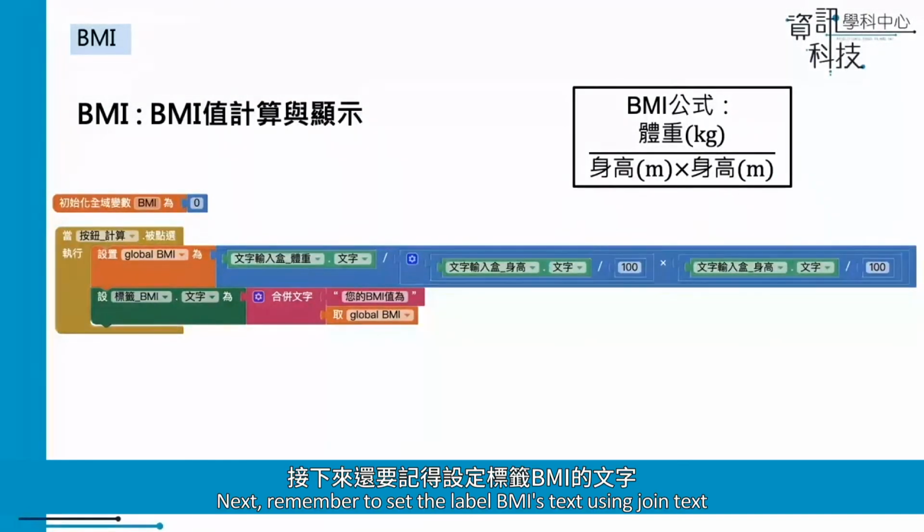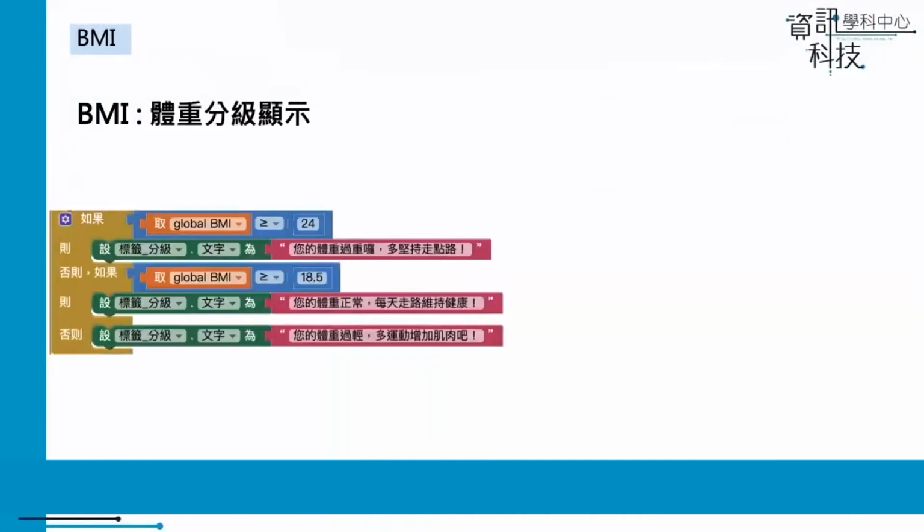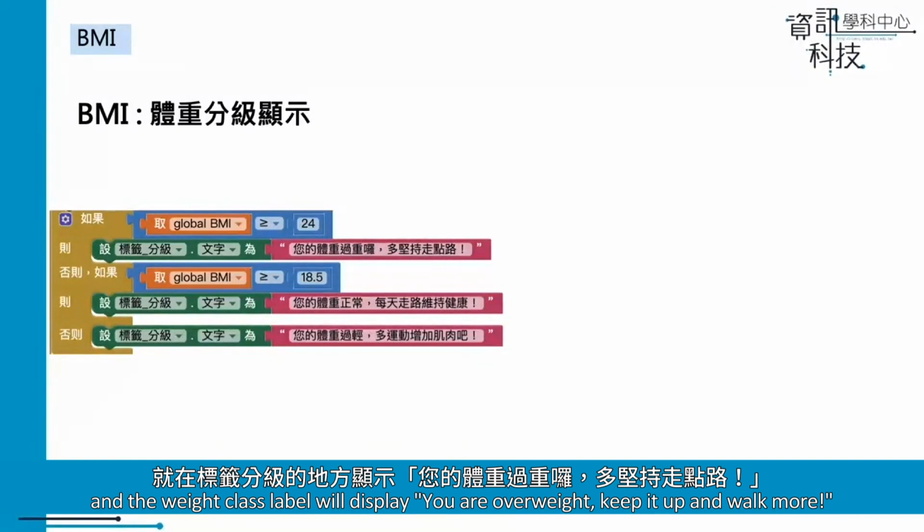Next, remember to set the label BMI's text using join text. Your BMI value is plus global variable BMI's value. If the BMI value is higher than 24, the user is overweight and the weight class label will display, "You are overweight, keep it up and walk more."